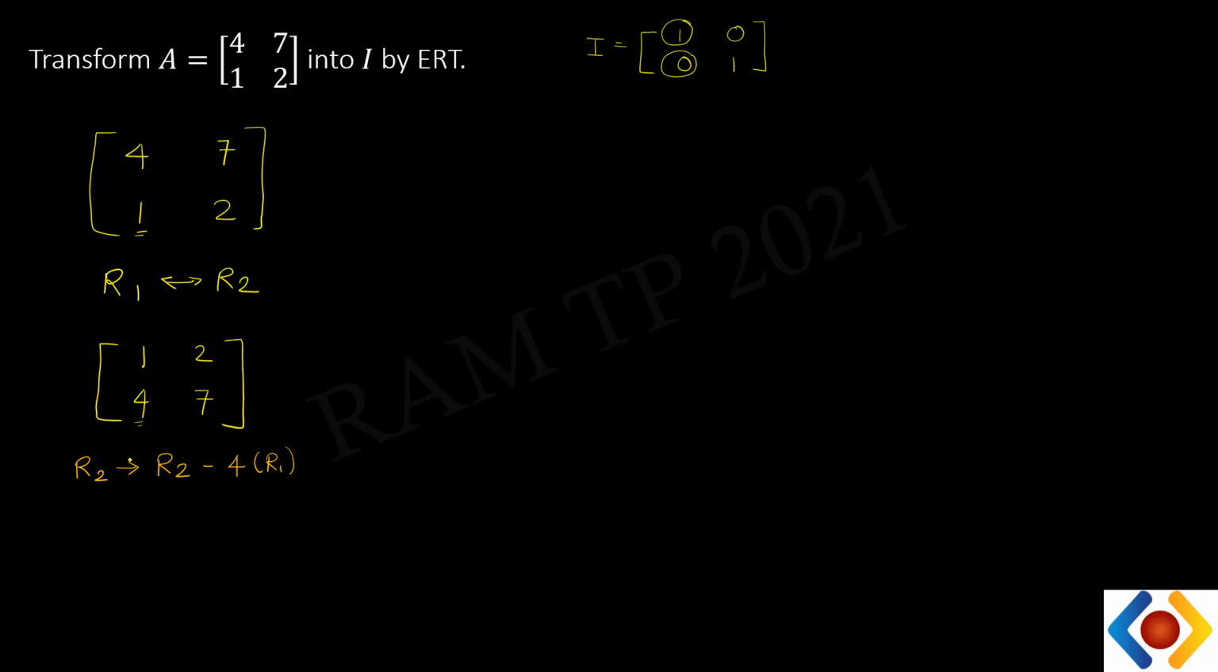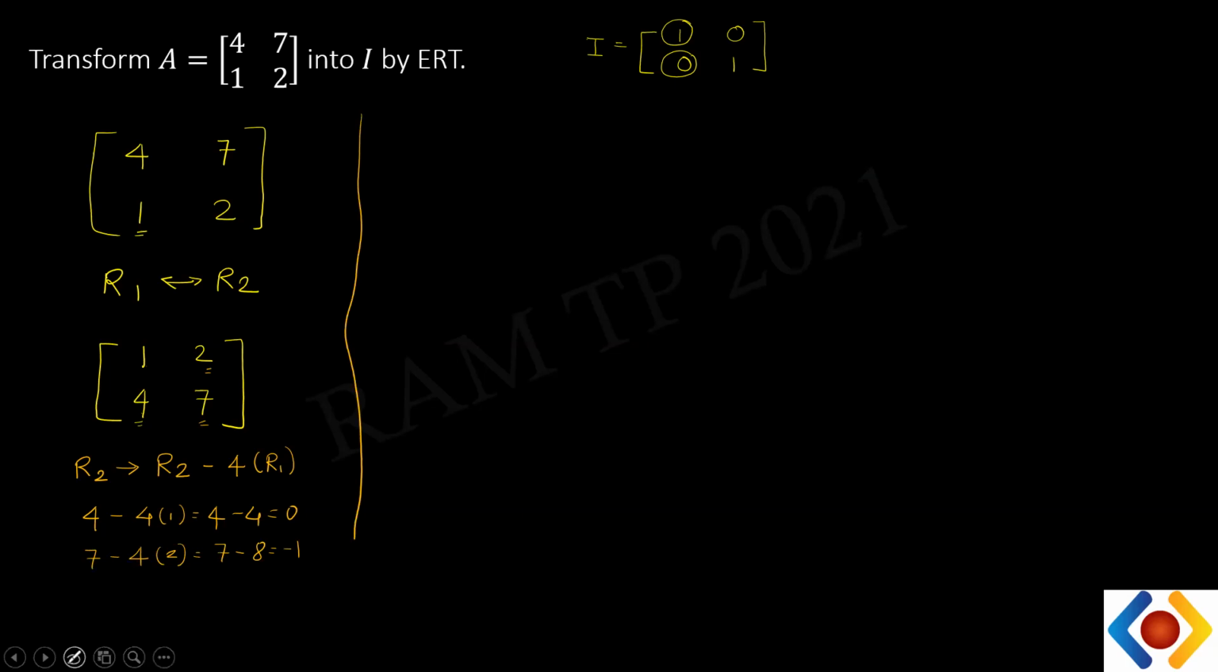I will write down the step. So 4 will become 4 minus 4 times the corresponding row element, 1. So this is 4 minus 4, that's 0. How about this? 7 minus 4 times the corresponding row element, which is 2. So that is 7 minus 8, so this becomes -1, right? So I got my new, transformed elements. Let's rewrite this. The new row 2 has 0 here, and then -1, right?